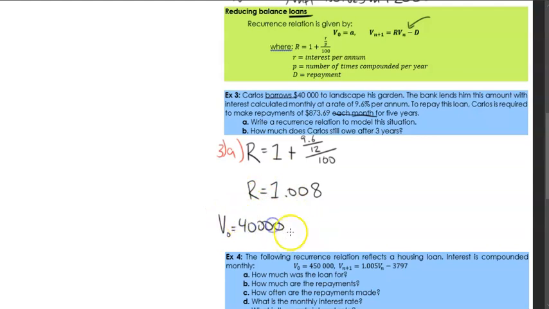40,000. And our V of n plus 1 is equal to V of n multiplied by 1.008. Now remember, this is a loan, so we're going to be taking away a certain amount, a common difference. And we know what is being taken away because this is the agreement that the bank made for Carlos to pay off.